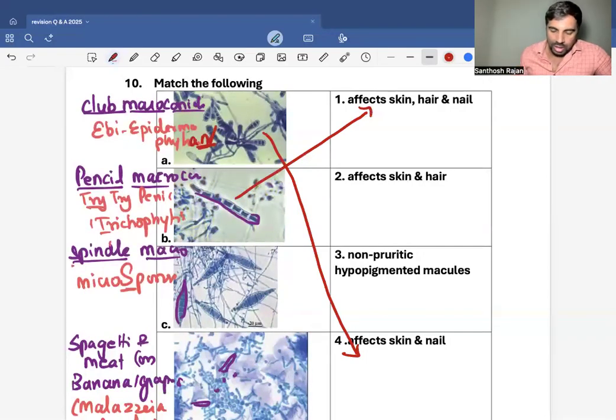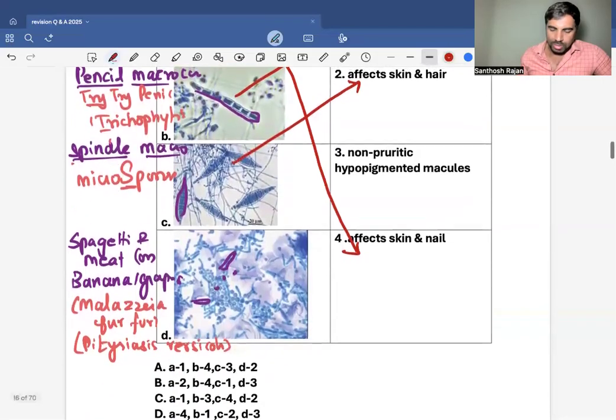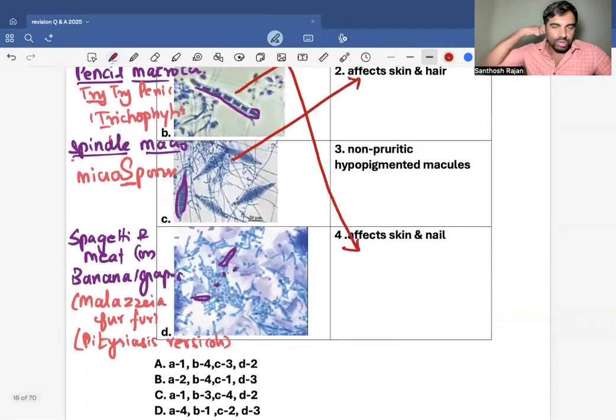Okay. Microsporum, we know nowadays our hairs are becoming very micro. So I'm going to talk about hair and skin. What about the last one? Spaghetti meatball appearance, pityriasis versicolor. Mala has small hypopigmented, non-pruritic patches. That's all. Very simple.